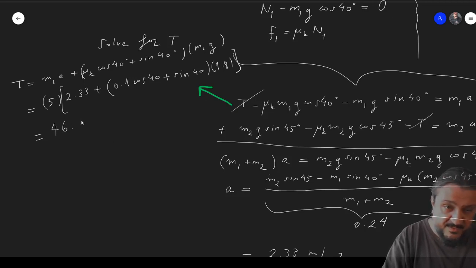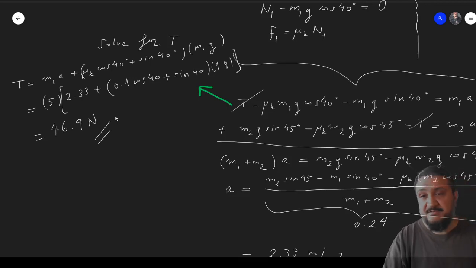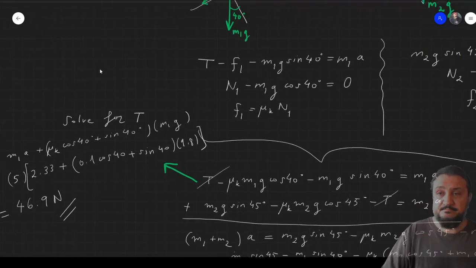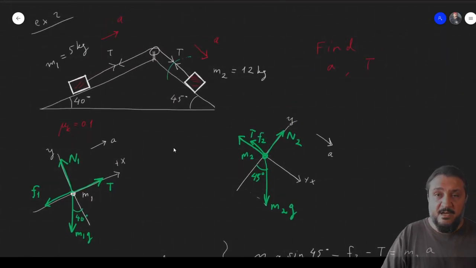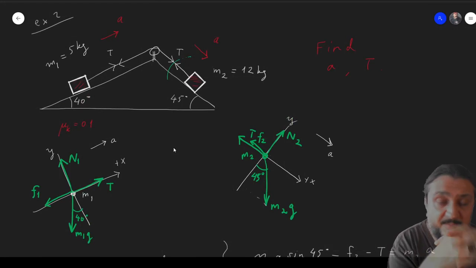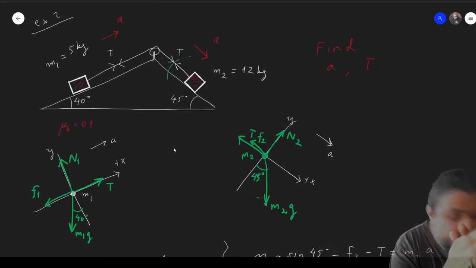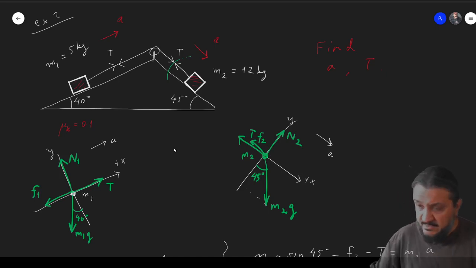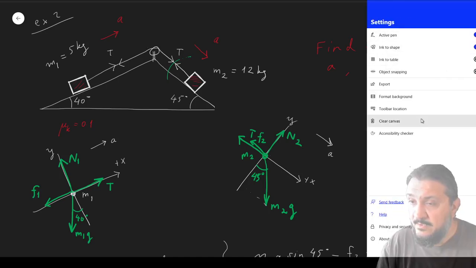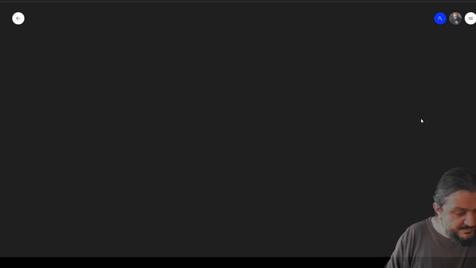Please check this again, but that's your tension. I mean, this problem has everything in it, both friction and inclined plane. Let's solve one from the book. Okay, end of chapter problems. Let's do number 22.